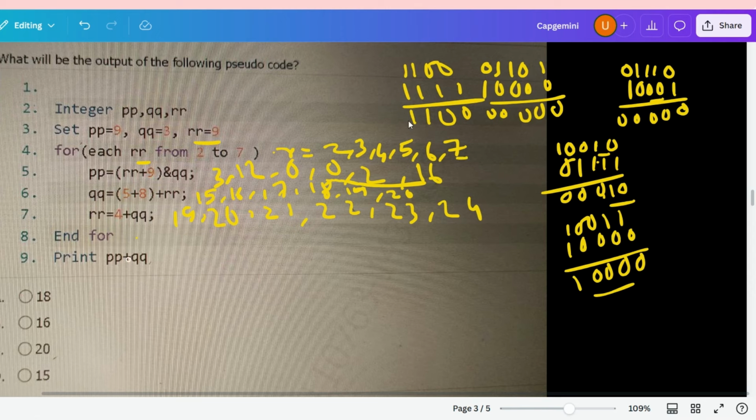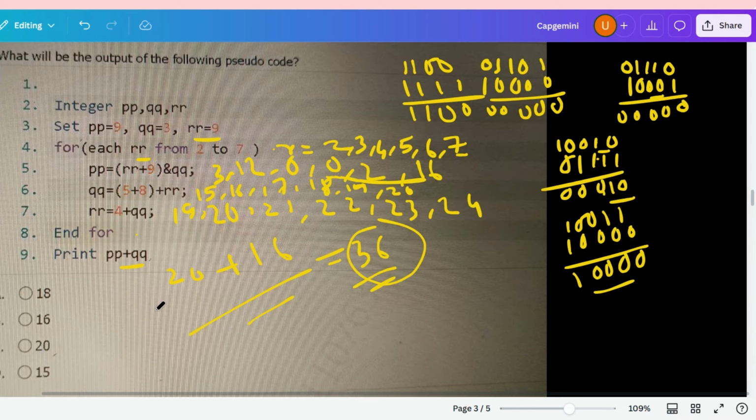Okay, then we have to print P plus Q. So P value is 16, and Q value is 20. So 20 plus 16 is equal to 36. Okay, 36. So this will be the correct answer, but in the options, as you can see, there is no such option present, like 18, 16, 20, and 15 is present.